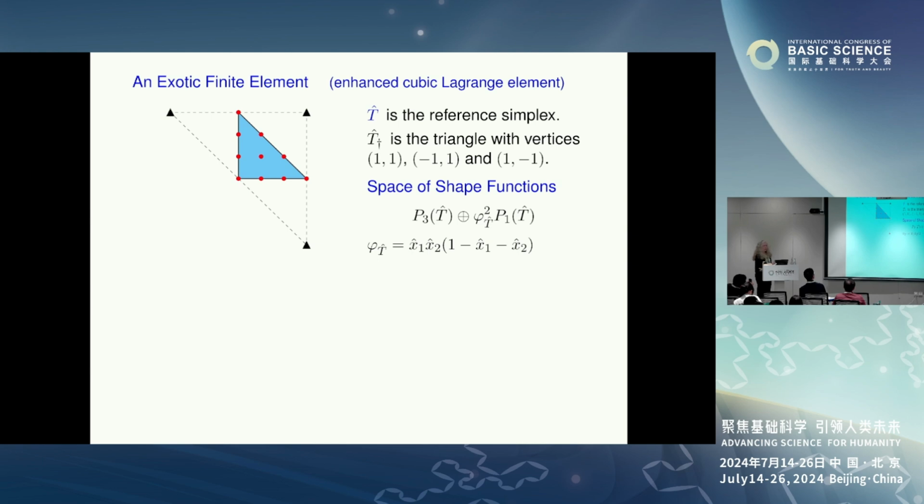So here, T hat is the reference simplex in blue. T hat dagger is the larger triangle. The space of shape functions is a direct sum of the cubic polynomials and the product of the P1 polynomials and the square of the bubble functions.